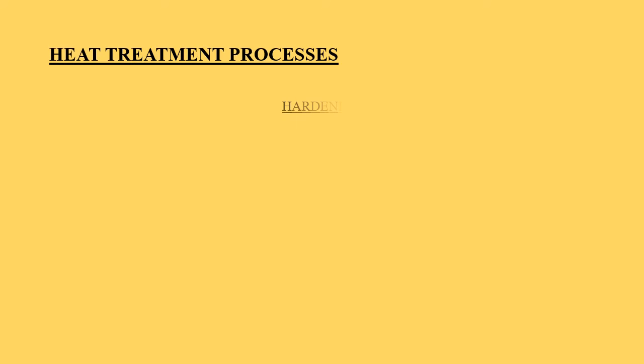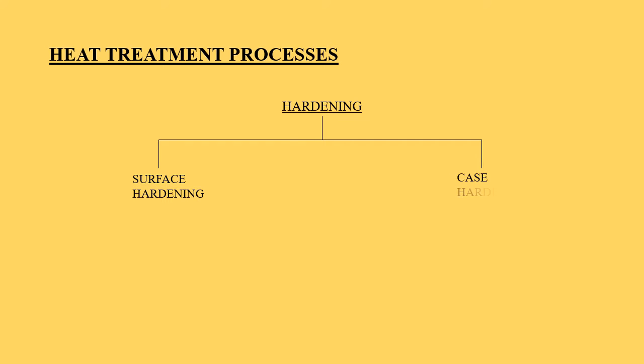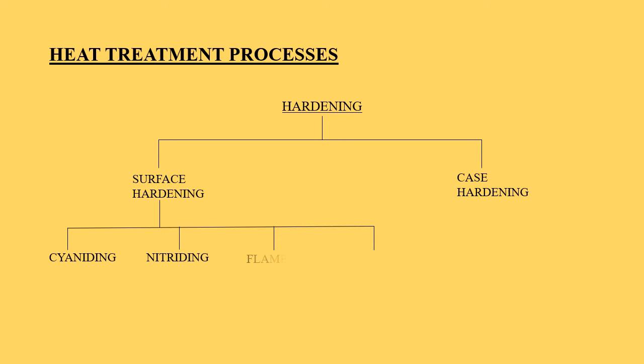In this video, I will discuss the various hardening processes. The main two hardening processes are surface hardening and case hardening. The different surface hardening processes are cyaniding, nitriding, flame hardening, and electrical induction hardening.